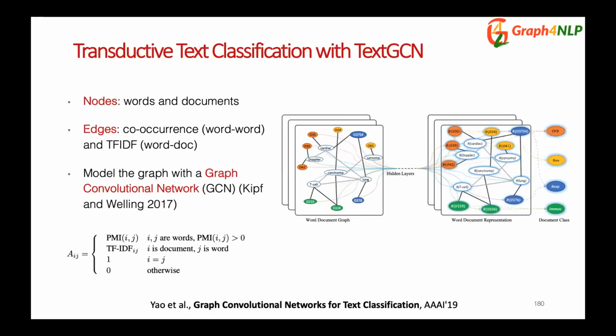For text matching, the idea is that we can model the text or a corpus as a graph and perform node classification or graph classification. Here, Text GCN models words and documents as nodes, and the edges are the co-occurrence relationships between word pairs and the TF-IDF between word and document. Then it models the graph with a graph convolutional network.